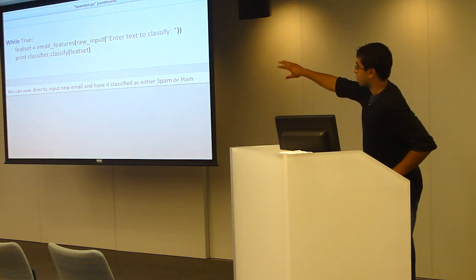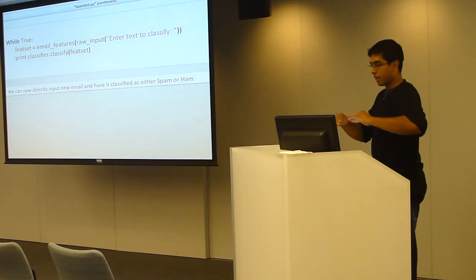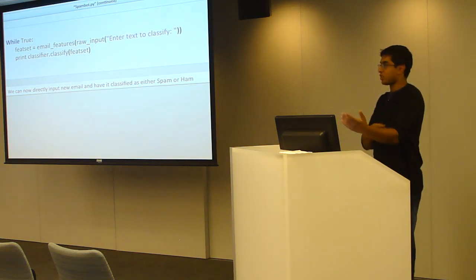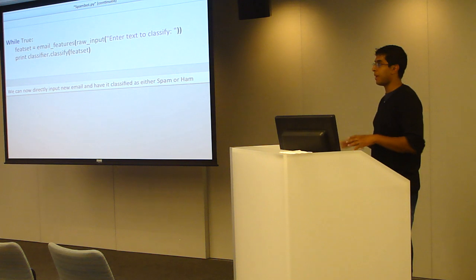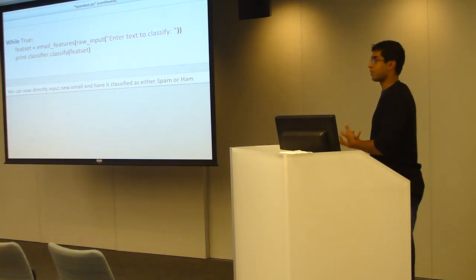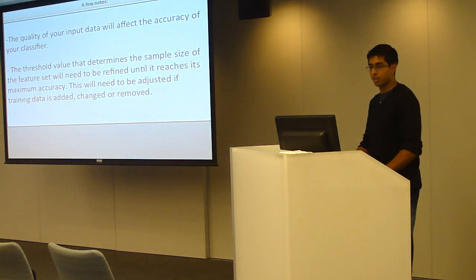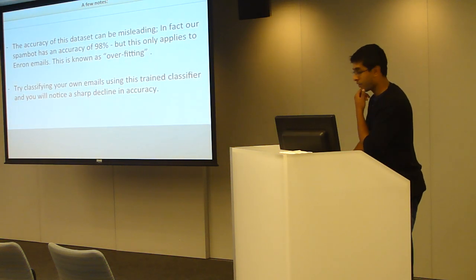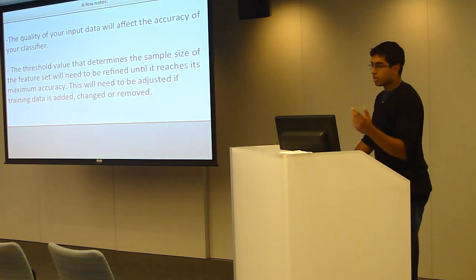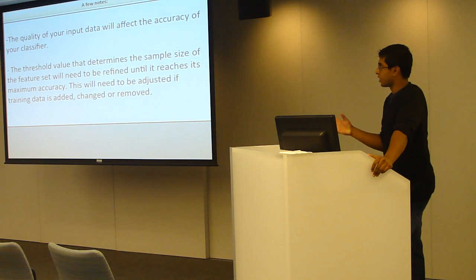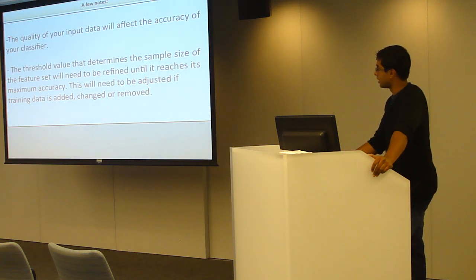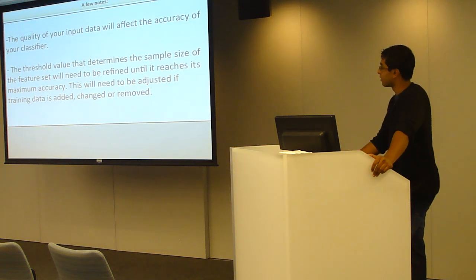So here's a little loop that I wrote so that once it was done classifying, it would go while true and prompt you to enter something. You could enter a string, copy and paste an email into it, and immediately hit enter, and it'll classify it. It'll spit out what you just entered was spam or ham. So you can see how spammy what you write is. The quality of your input data will affect the accuracy of the classifier. So basically, you want to refine your selection of data until it reaches the maximum accuracy. There's a lot of playing around with the numbers, the size of the data set, and how you refine it will be different from data set to data set.